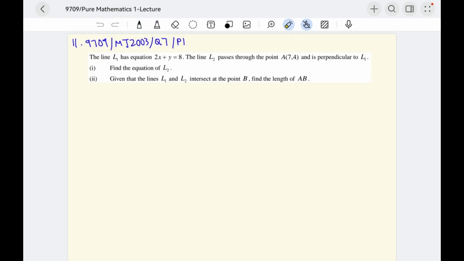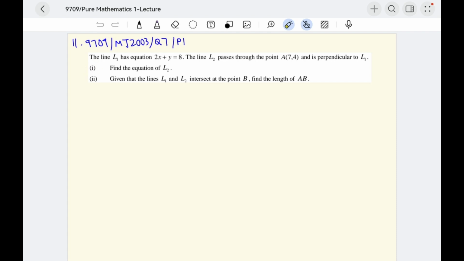Okay, let's move on to the next question, which is question 11. Okay, so from this question on, there will be past paper questions for the rest of these questions. Let's take a look at question 11. This is a past paper question from 9709 May-June series 2003, question 7 from paper 1. The line L1 has equation 2x plus y equals 8. The line L2 passes through the point A (7, 4) and is perpendicular to L1. For the first part, find the equation of L2.